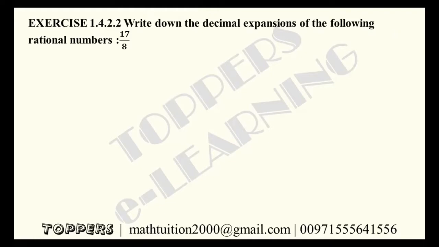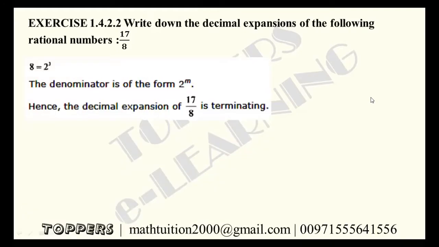By checking the prime factorization of the denominator, we found that it is terminating, because the prime factorization of the denominator 8 is 2 raised to 3. So it is in the form of 2 raised to m into 5 raised to n. So its decimal expansion is terminating. That fact we are just cross checking using our normal division. So we have to divide 17 by 8.